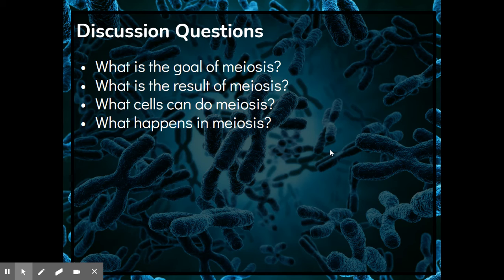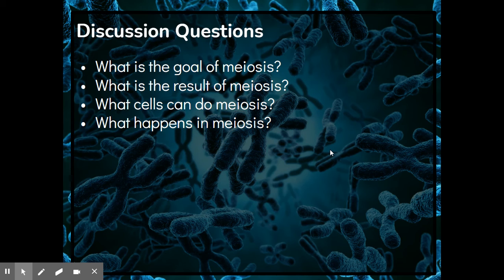Okay, so now that you've thought about your discussion questions, the first question was, what is the goal of meiosis? The goal of meiosis is to create gametes, right? And not only to create gamete cells or sex cells or germ cells, but to create a variety of options in those cells, okay? The results of meiosis, again, each cell creates 4 haploid cells.